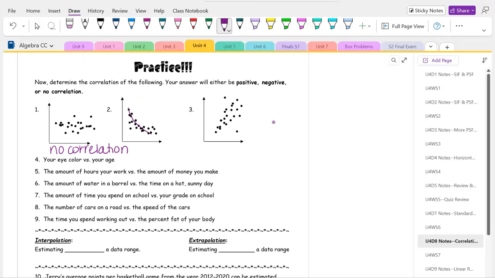In number 2, the dots appear to be going downwards, so this would be a negative correlation. In number 3, the dots are going upwards, so this is a positive correlation.